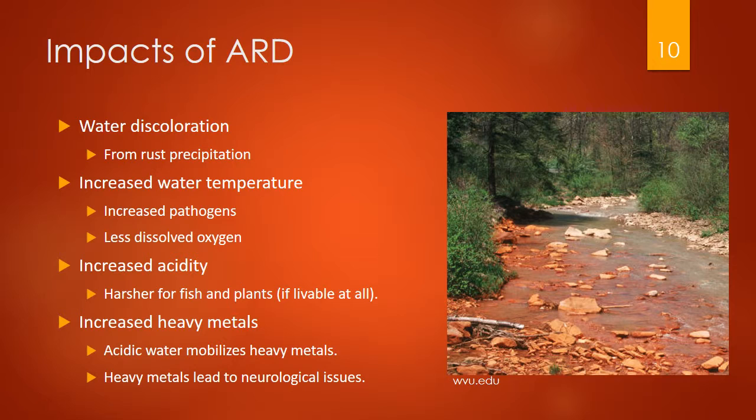And finally, the last issue is increased heavy metals. That acidic water is more likely to leach heavy metals out of the ground as it moves through. So you may have had water that normally would pick up just a little bit of arsenic and cadmium, but now that the water is acidic, it's able to pull more of that out and transport it. And as we know, heavy metals can lead to neurological issues, not only in people but in animals.